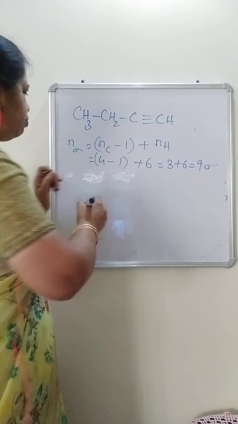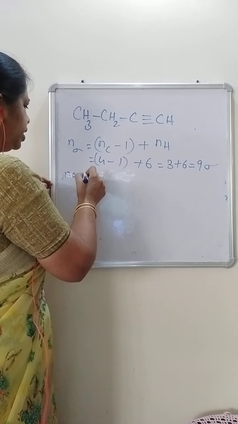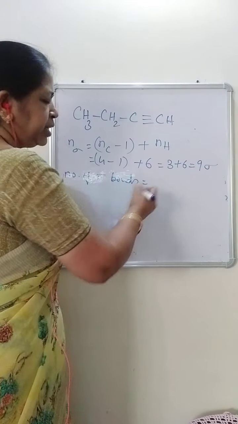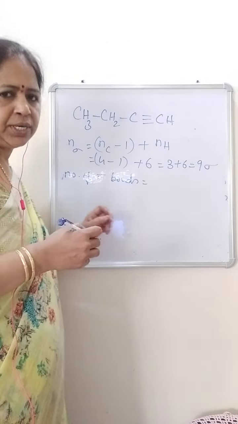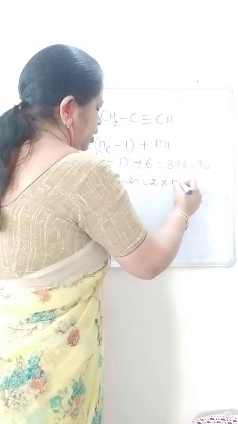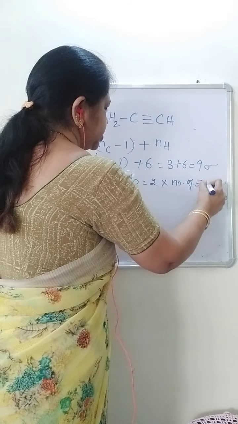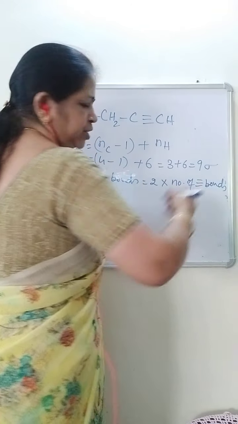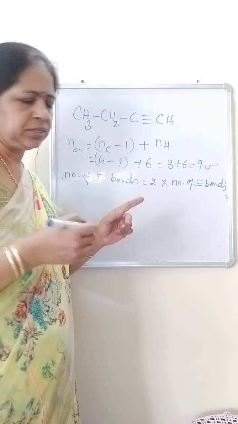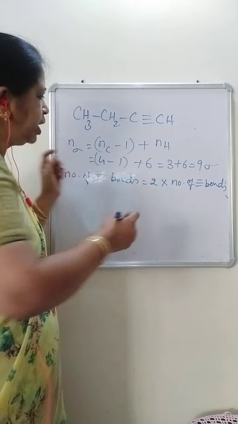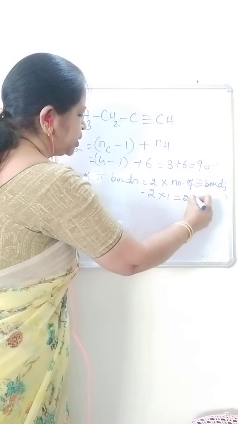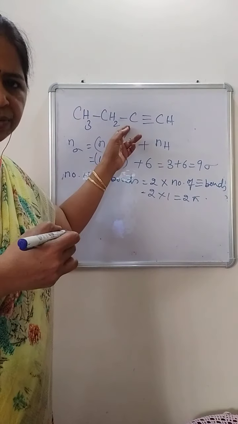And the number of pi bonds in case of alkynes is equal to double the number of triple bonds, 2 into the number of triple bonds present in a given structure, because each triple bond consists of 2 pi bonds. So here it is only 1. So 2 into 1, 2 pi bonds are present in the given structure.